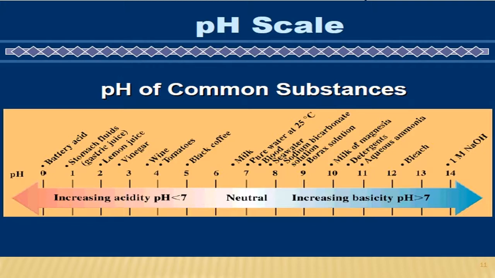tomato and wine at 4 and 3 and a half, vinegar less than 3, lemon juice 2, stomach fluid around 1 or less, battery acid will be 0 and a very strong acid here. And for the right side, more than neutral, you have blood, seawater, sodium bicarbonate, borax solution, milk of magnesia, detergent, aqueous ammonia 11, bleach 12, and 14, 1 molar NaOH. It will be a very strong base in this scale.